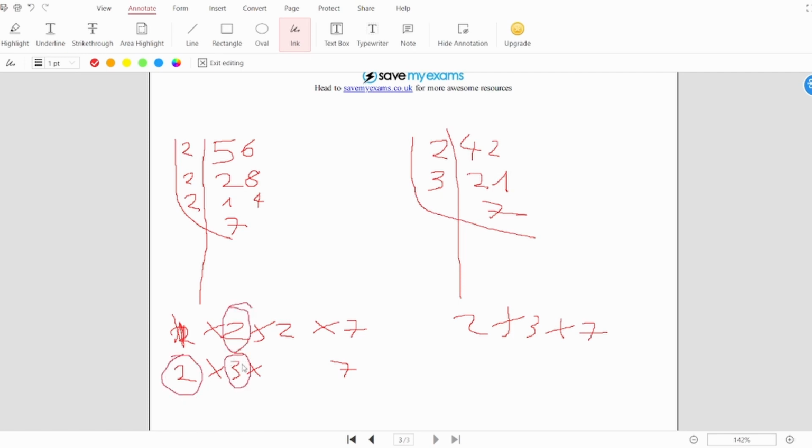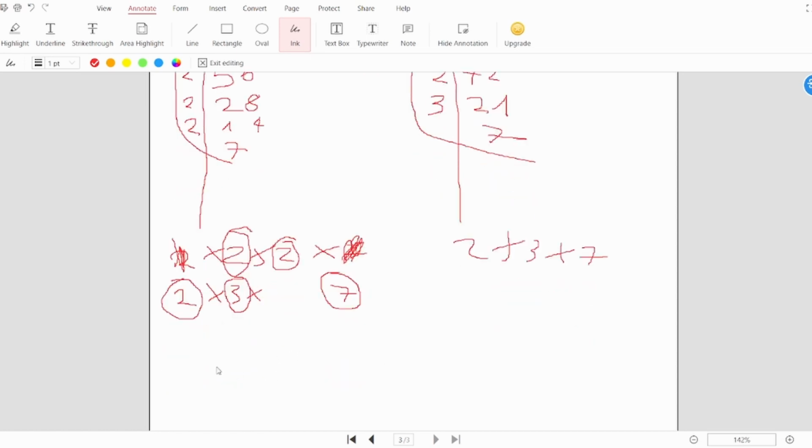That's so you know you're going to be using these numbers. Now there's another 2, but you're not going to cross it out because there's no other 2 here, so you circle this as well. Now you see there are 7s in both of them, so you cross one out and circle the other. It doesn't matter which one you cross out. Now after you got this, you write down 2 times 3 times 2 times 2 times 7.